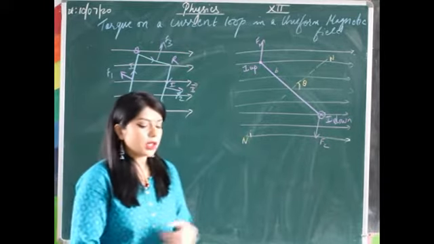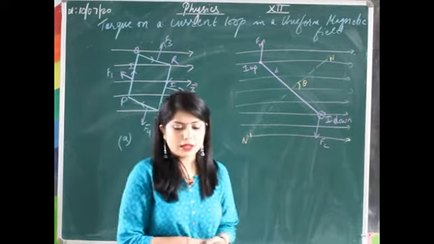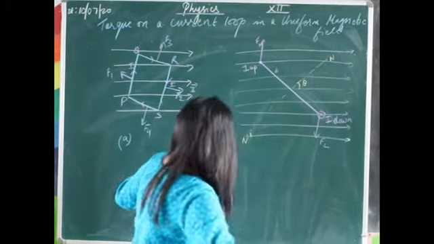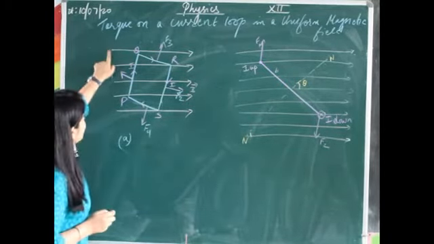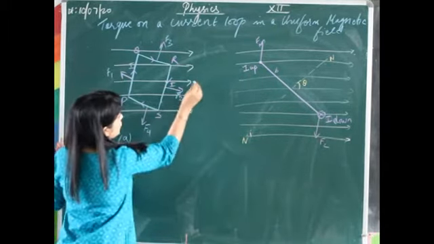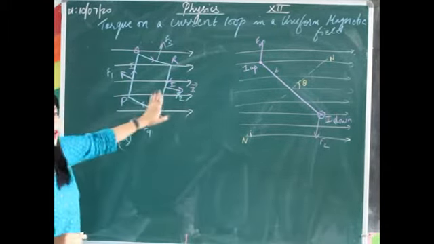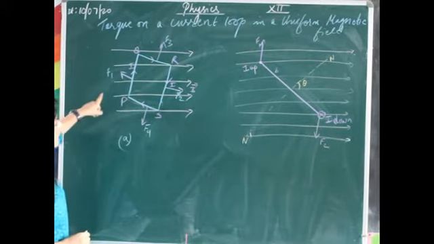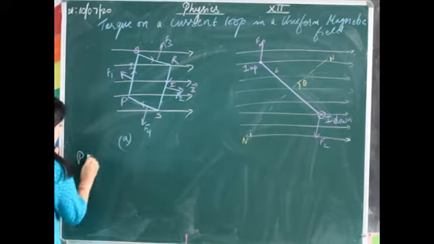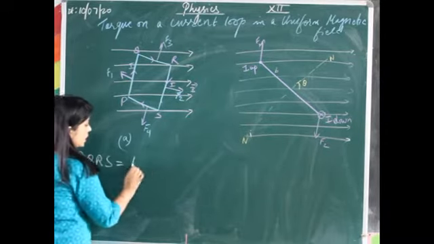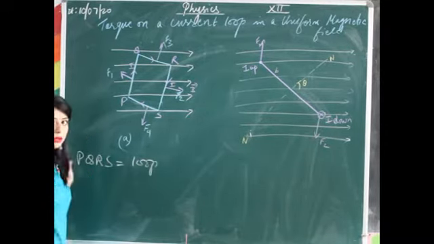First of all, keep in mind there is a uniform magnetic field. In the first diagram, diagram A, these white lines represent magnetic field B. Okay, it is uniform. And there is a current carrying loop, this loop PQRS. PQRS is a rectangular loop.